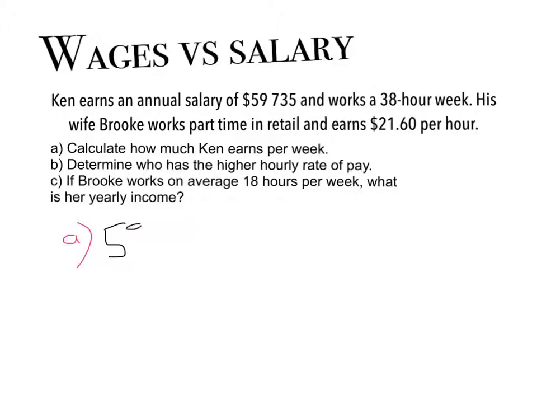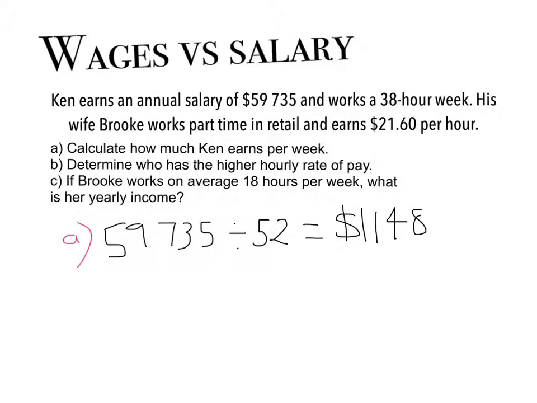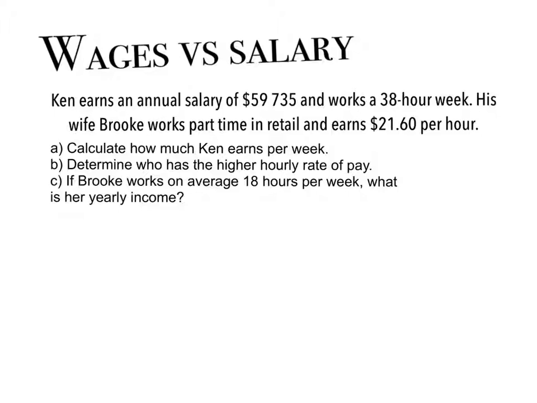Well, if he earns $59,735 a year, all we have to do is simply divide it by how many weeks in a year, 52, which would get us an answer of $1,148.75. So if I looked at this question, I said, okay, he earns $59,735 a year. How much does he earn a week? Pretty straightforward. All I have to do is divide it by 52 because that's how many weeks are in our year. Okay, that's A. It's not too tricky. Okay, B.